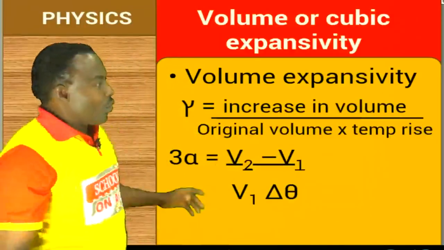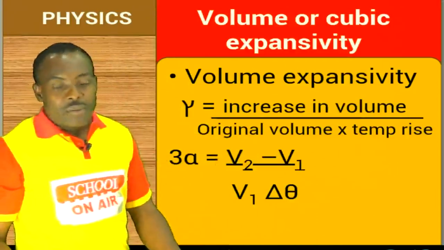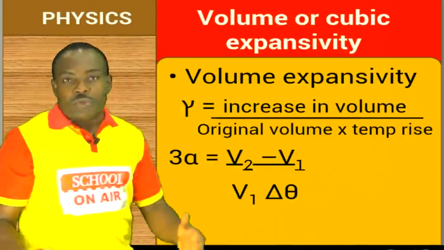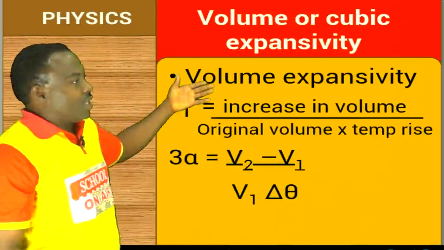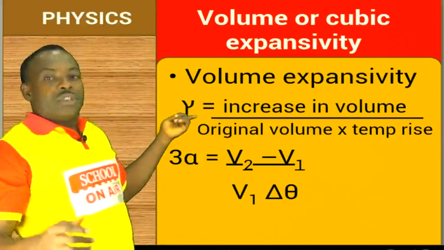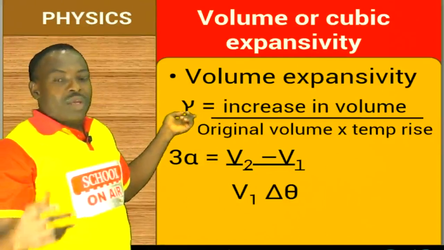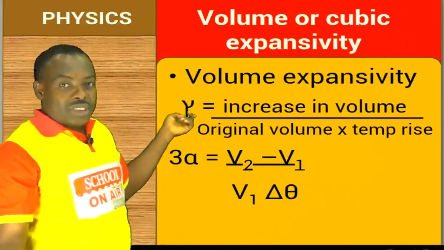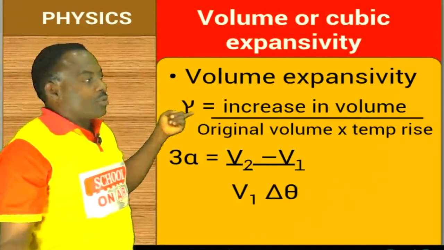Now, we need to get the formula. And what is the formula for calculating volume or cubic expansivity? That is what we're having here on the board. Volume expansivity is denoted by gamma. We denote linear expansivity with alpha, area expansivity with beta, and we are denoting volume expansivity with gamma.